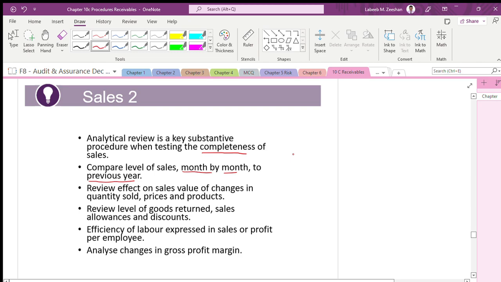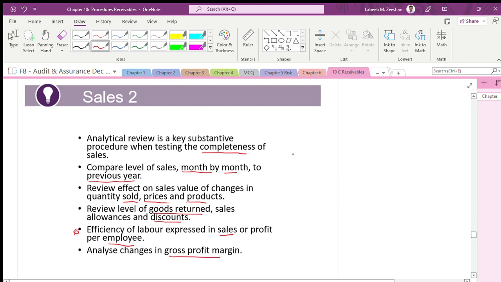Review the effect of sales changes in terms of quantity sold, prices and products. You have to review how much goods has been returned, and what discounts we have given. These are very, very specific. Efficiency of labor expressed in terms of sales or profit per employee: we don't do that much. I have not come across anything on this. Fine, no problem.